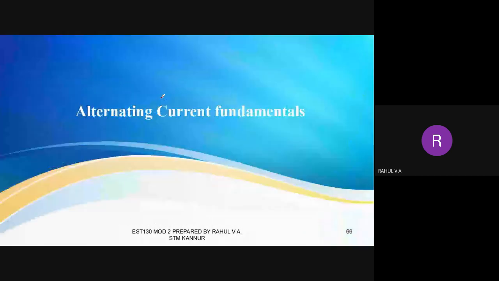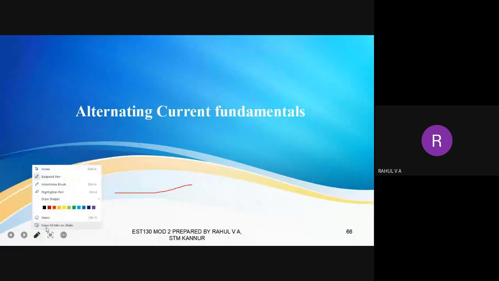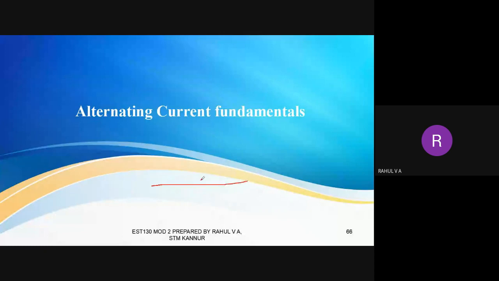Alternating current fundamentals means we are going to learn about AC, alternating current, further. We already know how an AC waveform looks like. We have discussed it in the previous classes. There will be an x-axis and y-axis. On the x-axis there will be time, and alternating current means it will alternate between positive and negative half cycle. So its waveform will be like this. This is alternating current in the form of a sine waveform.